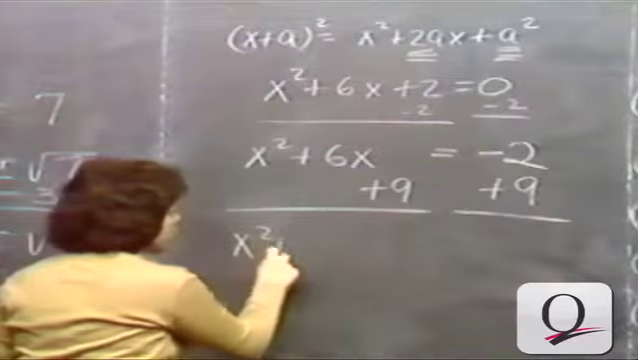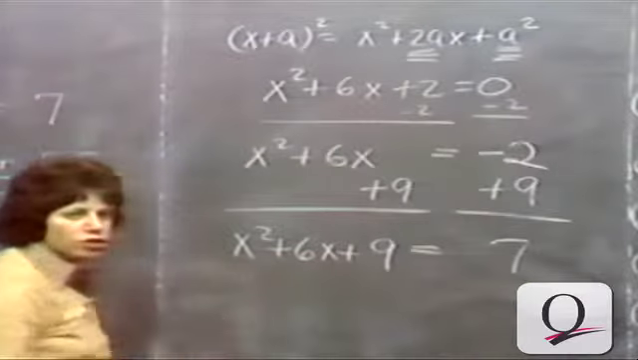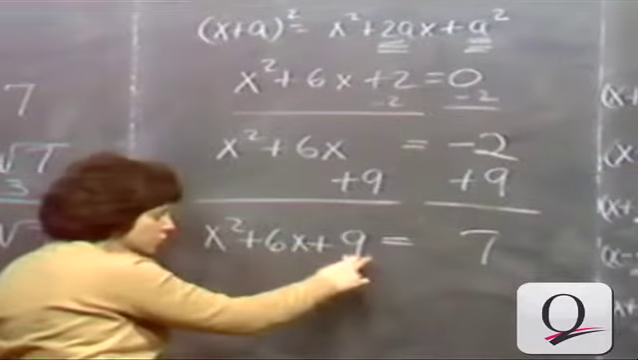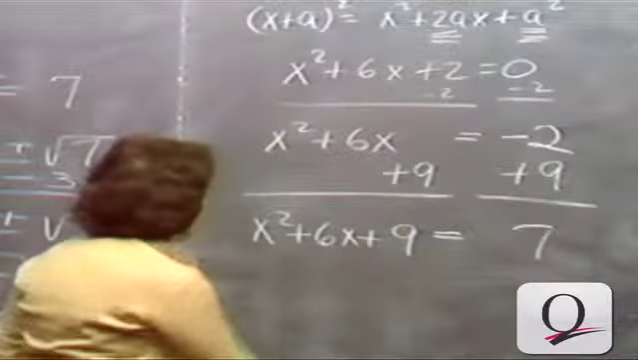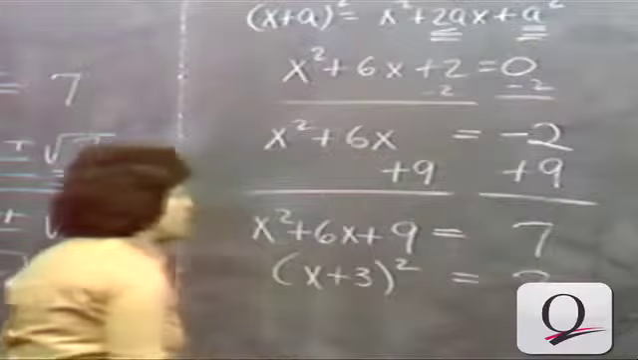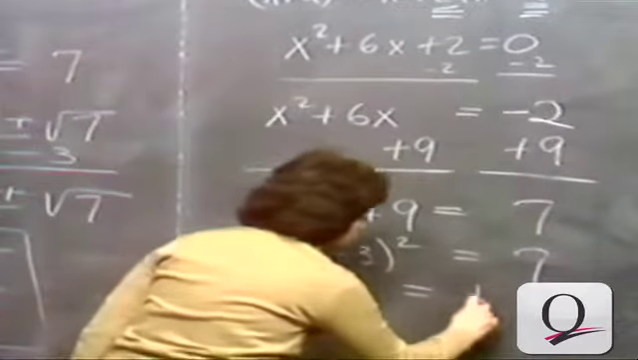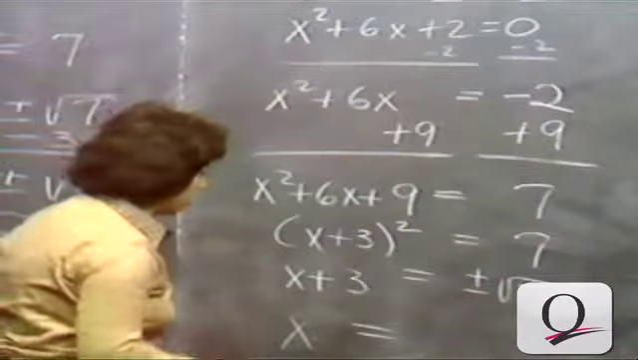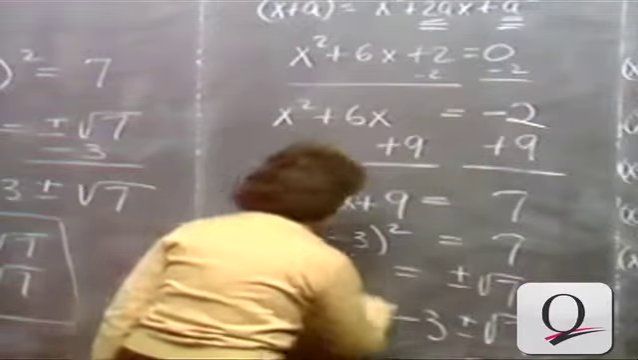Because this gives me x squared plus 6x plus 9 on the left, which happens to be a perfect square. It satisfies the condition that the constant is half of this number squared. Okay, and of course on the right you get minus 2 plus 9, which is 7. Now this is x plus 3 squared equals 7. And you would then solve this by taking square roots of both sides. X plus 3 is plus or minus the square root of 7. And then finally subtracting 3 from both sides, we get minus 3 plus or minus the square root of 7. And here we have the two solutions.